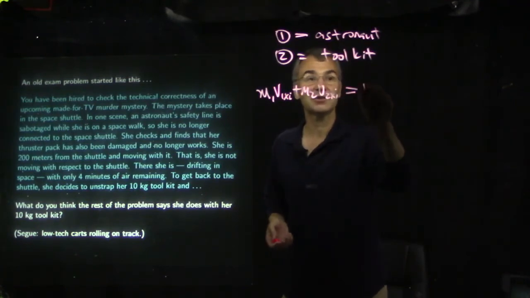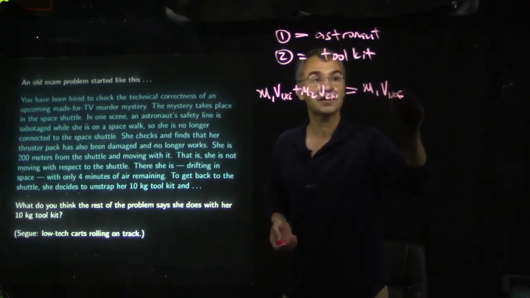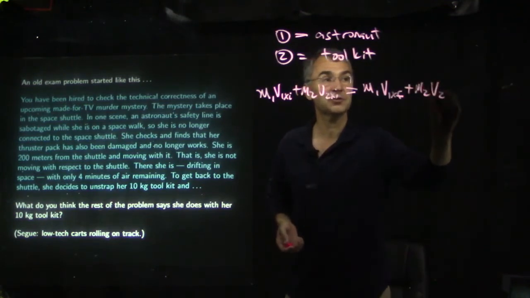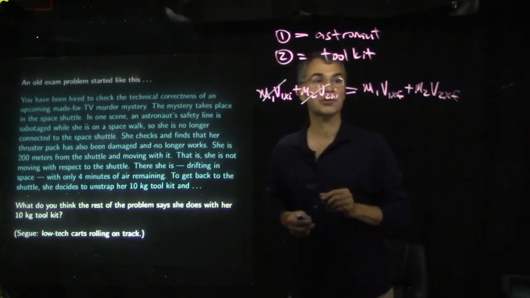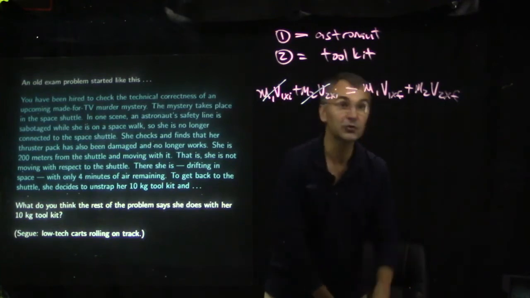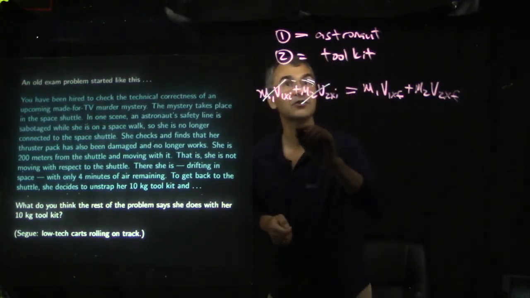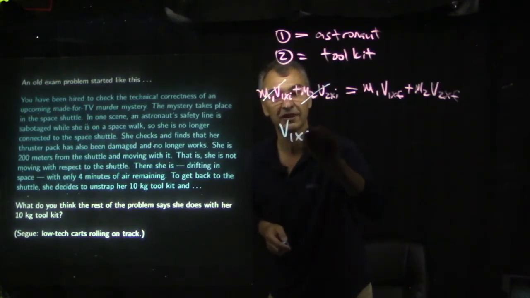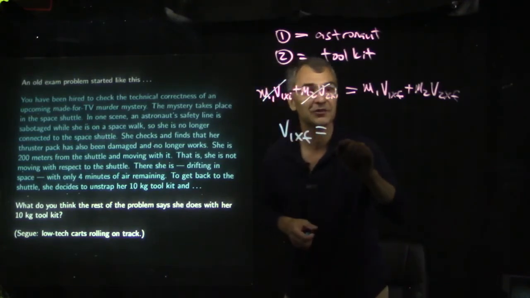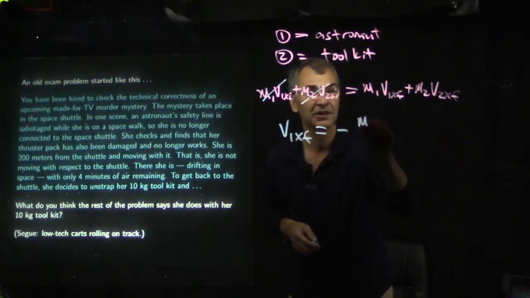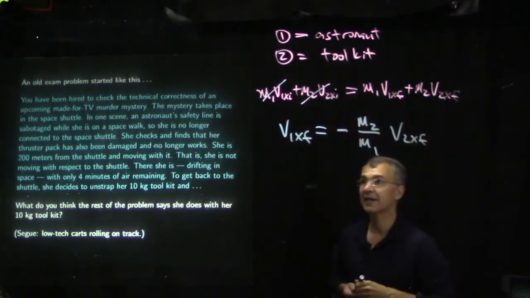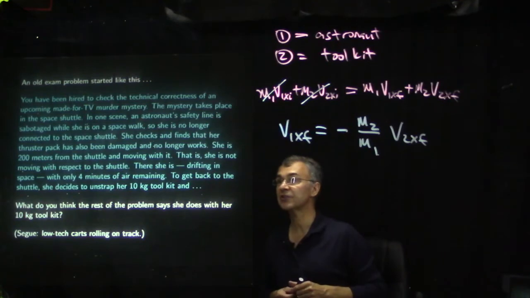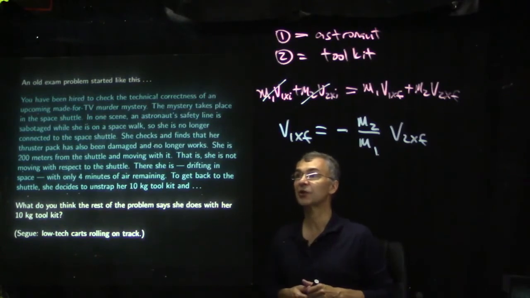And then that equals m1 v1xf plus m2 v2xf. So initially this is 0 and this is 0. And so then you get that v1xf, that's the astronaut's final velocity in the x direction, is minus m2 over m1 times v2xf. And do we know how massive she is? No. I guess we would need to know her mass also.